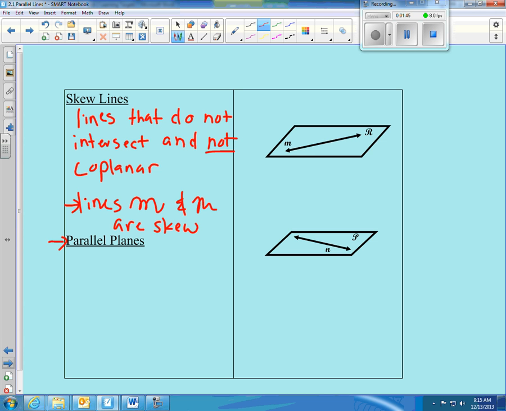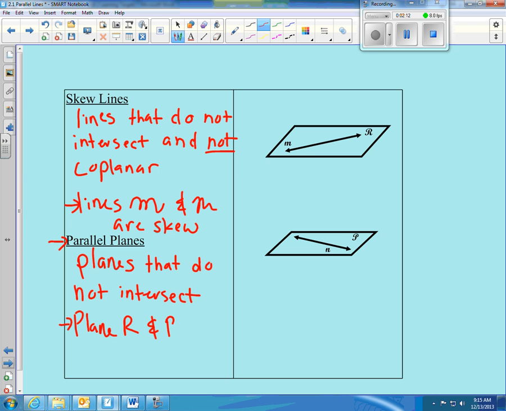All right, so let's talk about, well, what are those parallel planes? Parallel planes, they're planes that do not intersect. So, looking at our example on the right side of our notes, we could say that plane R and plane P are parallel.